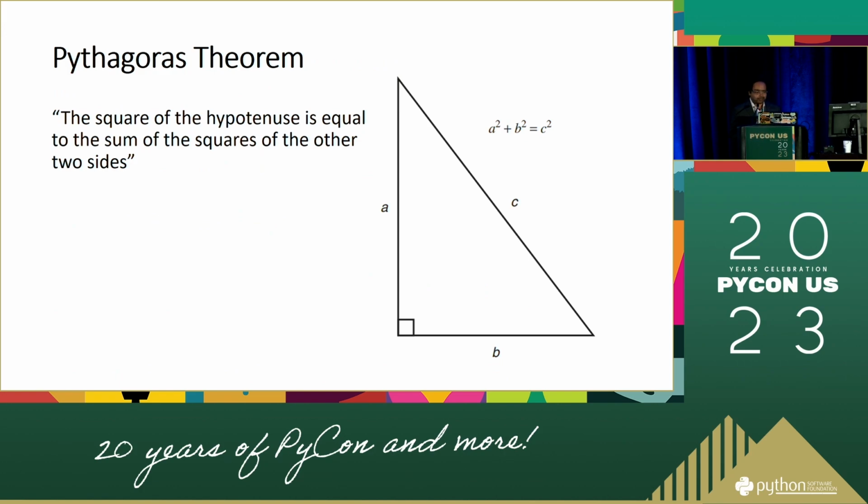Then Pythagoras theorem. It's a very famous theorem, so you already know about it. It states that the square of the hypotenuse is equal to the sum of the squares of the other two sides.